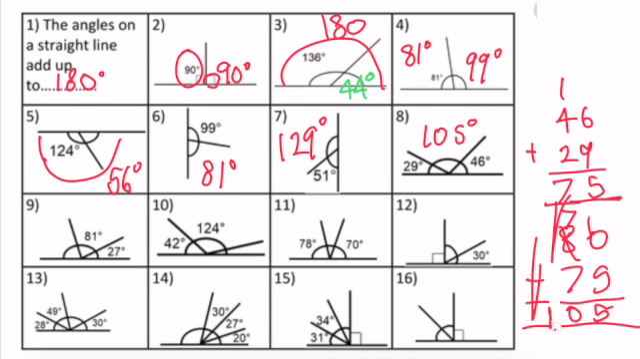We can't do 0 take away 8, so this is 7. 10 take away 8 is 2. 7 take away 0 is 7. And 1 take away 1 is 0. So the missing angle is 72 degrees.